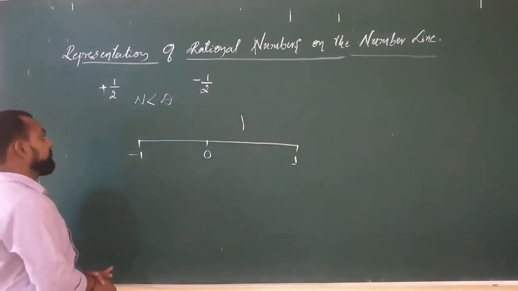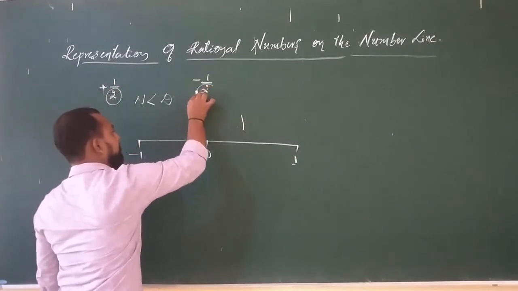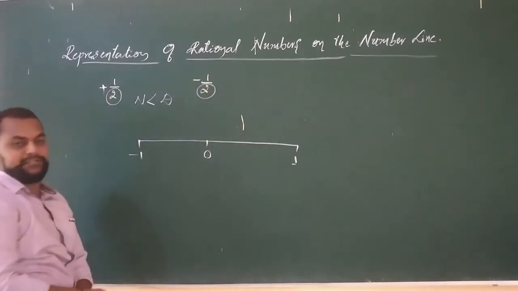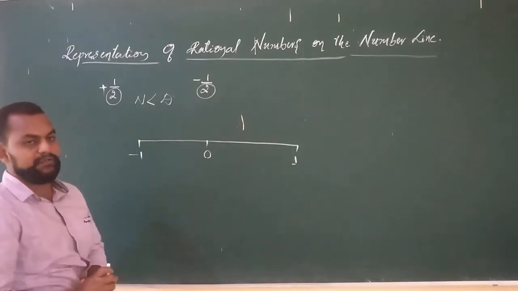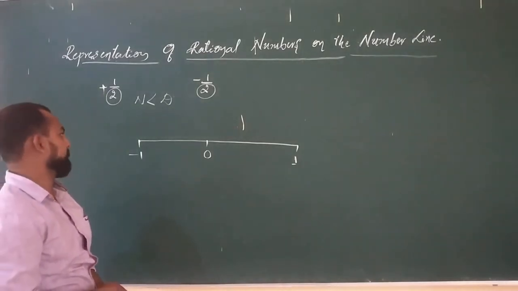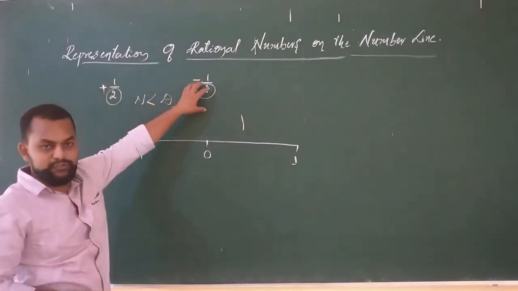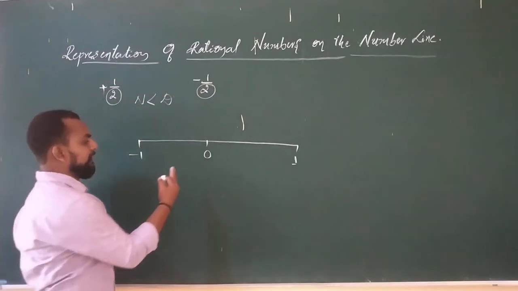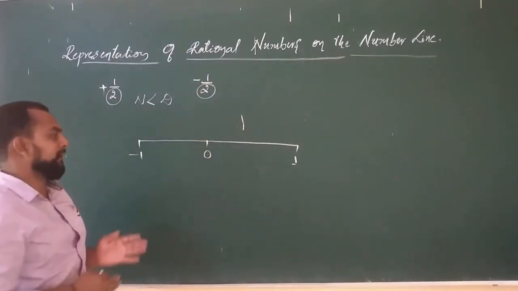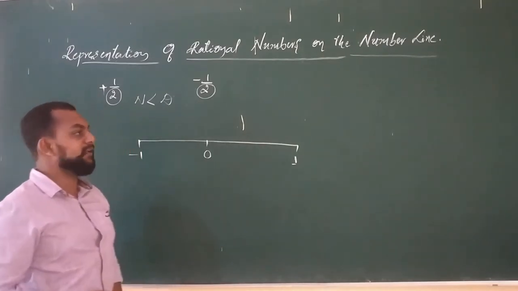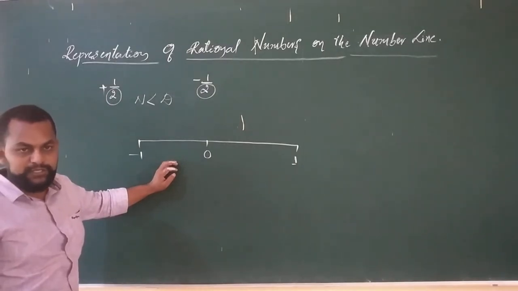Now, the denominator of this rational number is 2. The denominator tells the number of parts. Here there are two parts. The length from 0 to 1 is 1 unit, and this 1 unit is divided into two equal parts.